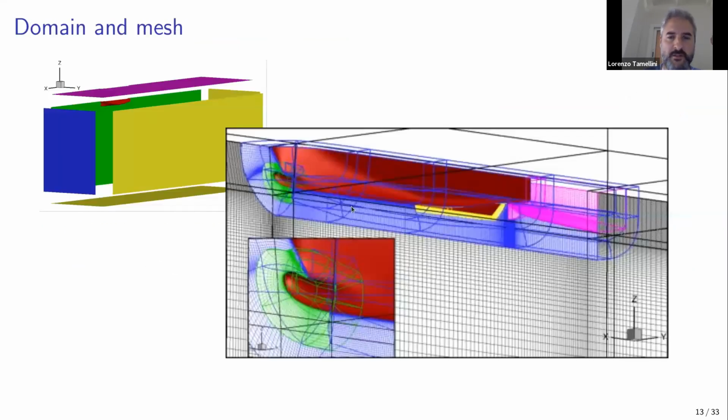So this is just a quick word on the solver that we're using. This is the computational domain on the left. This red thingy is the boat. This is the computational domain. The boat moves in this direction. So we solve a large domain behind the boat to get the wave patterns. And this is the mesh that we're using. You see, it's a very complicated mesh. It's several overlapping blocks.